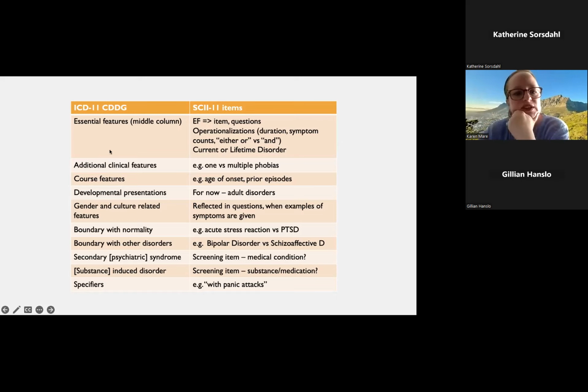And we make sure that all the information from these other sections that are present in the ICD, things like gender and culture related features, are reflected in the questions. For now, we're only looking at adult disorders. And we also make sure that we consider the differential diagnosis and specifiers.